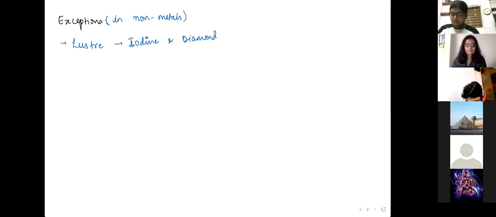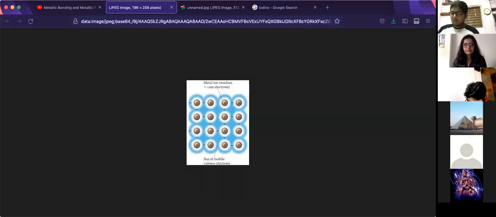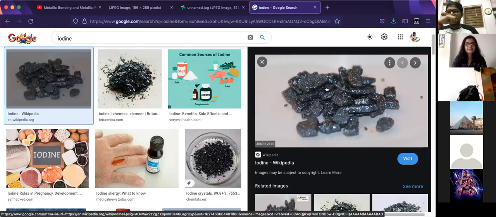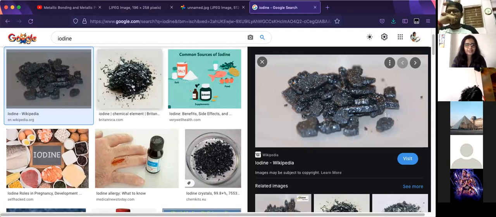Okay. So I'll show you how. Diamond, you can see it. And this is one form of iodine. If you come across iodine crystals, you can see they look kind of like metals.